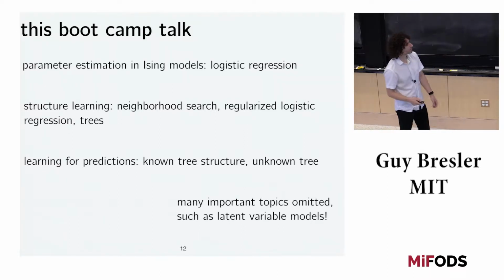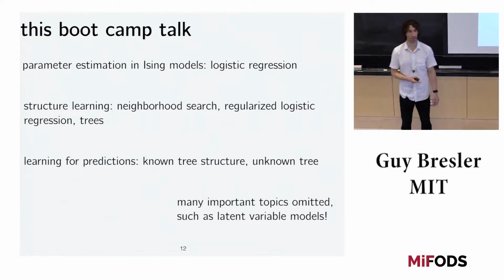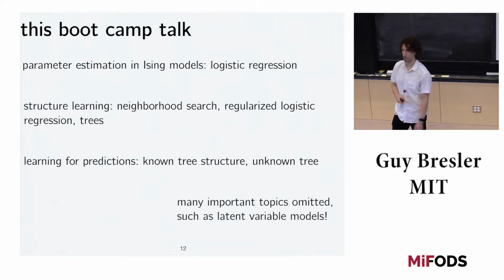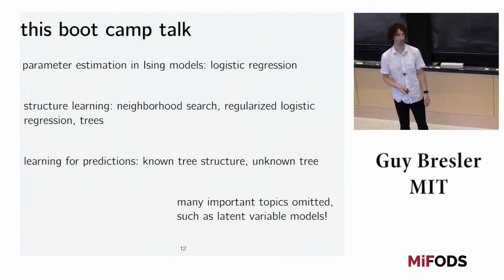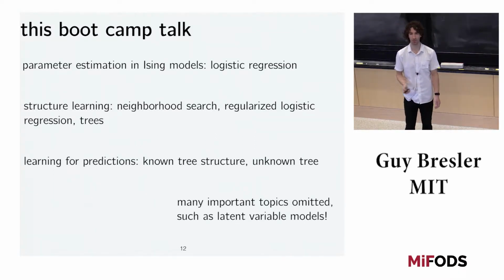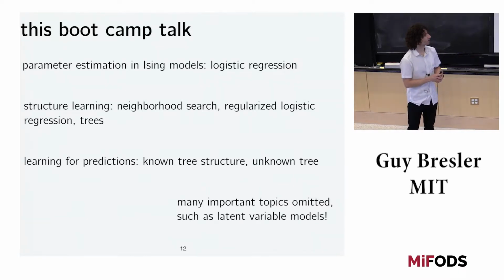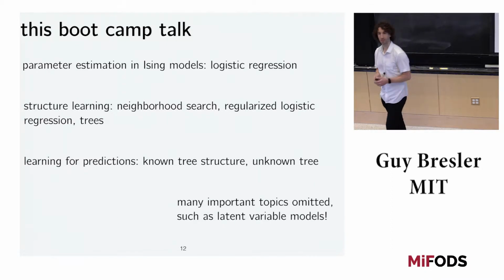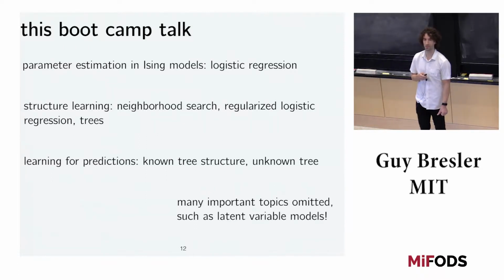Caveat, many important topics are omitted. Latent variable models, I will not touch on at all. I'm going to assume that all of the variables are observed, which in practice is certainly not the case in most applications. But yeah, there's a body of work that I won't touch on. Gaussian graphical models I won't really say much about except for one slide to make some comparisons. Caroline will talk a little bit about, or maybe a lot, about Gaussian graphical models in the afternoon.